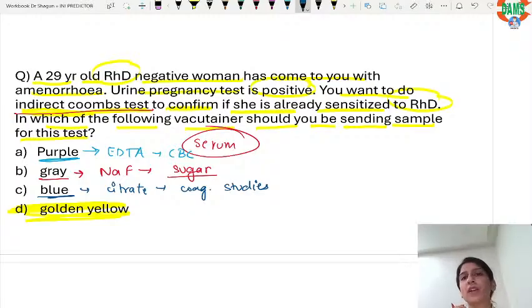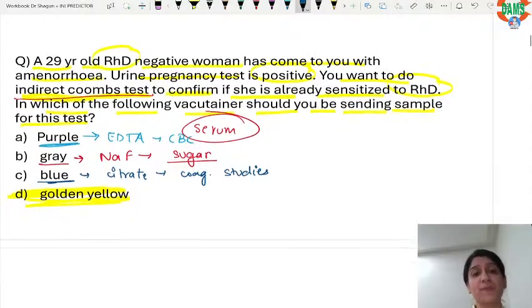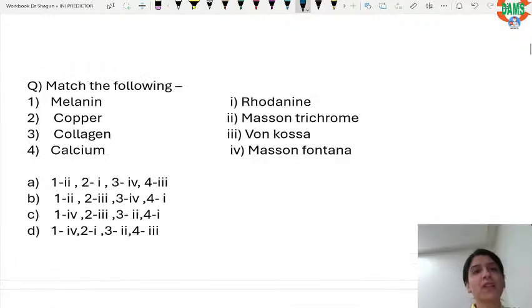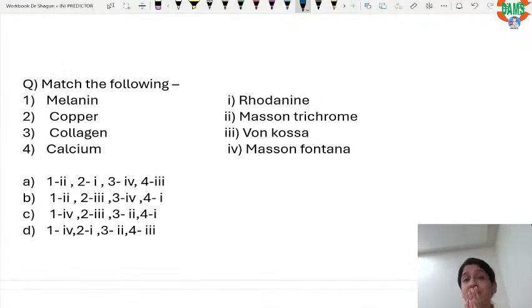So these are your important vacutainers, and I want all of you to please remember them. Very, very important. Okay. Now, I request you that if you are focusing on INI, there are a few favorite topics of INI. One is the stain. Stains are very, very favorite for INI. So let us talk about these stains now.